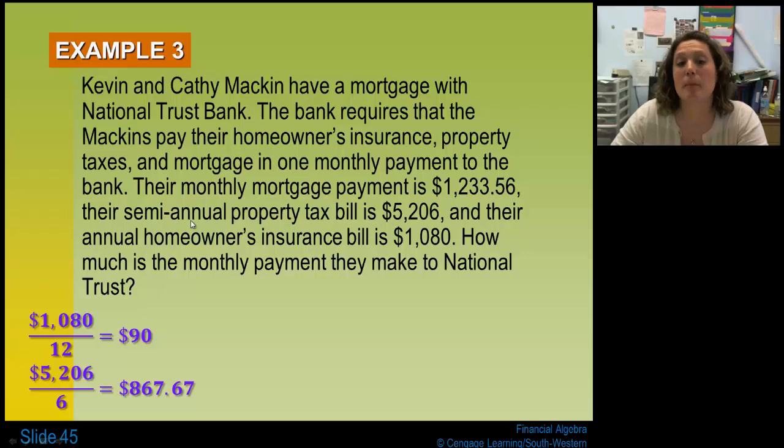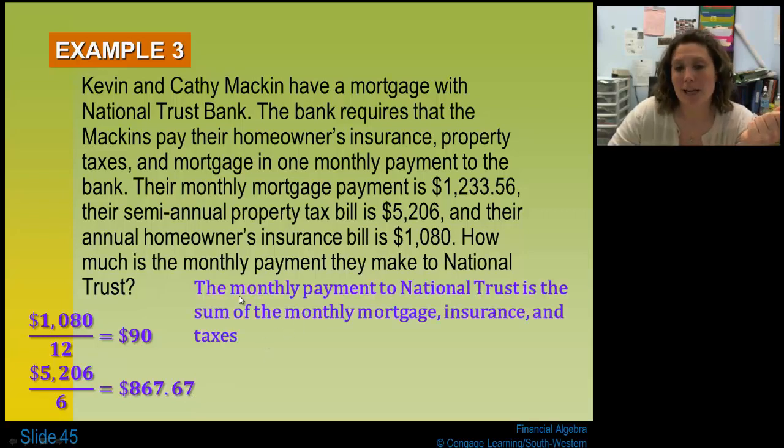When I take their semi-annual property tax bill, which is $52.06, semi-annual means twice a year. So I'm going to divide this by 6, and I get $867.67. And then the monthly payment to National Trust is the sum of the monthly mortgage, the insurance, and the taxes. So this value, and the $1,233.56, we're going to go ahead and add those together, and that will be their monthly payment.